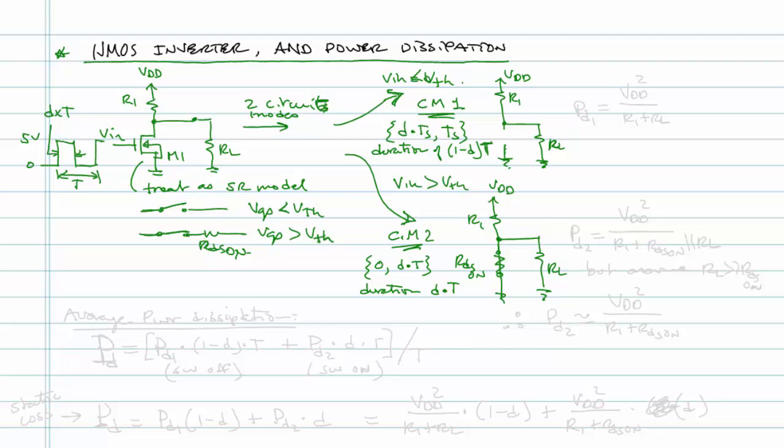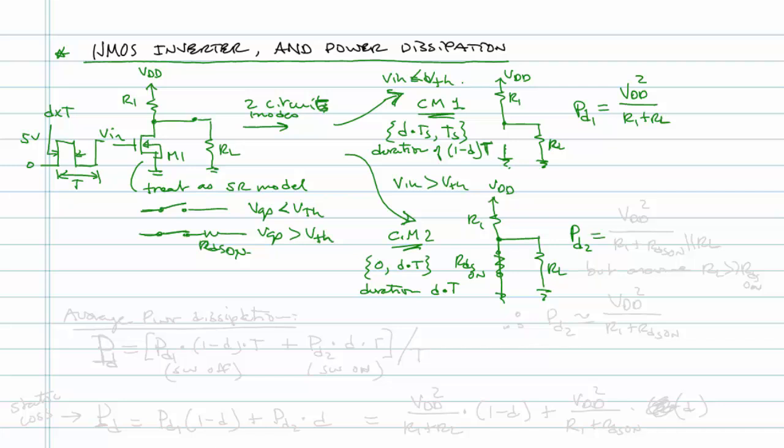So the power dissipated in the total circuit, between R1 and RL in this case, is going to be the total voltage VDD, V squared over R, so V squared over R1 plus R load. That's the power dissipated during the time that we're in that mode. We'll hold on to that, and then we'll come back and use that in our final expression. I'll call it PD1.